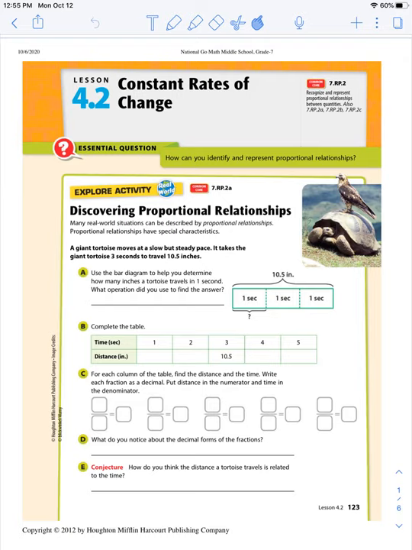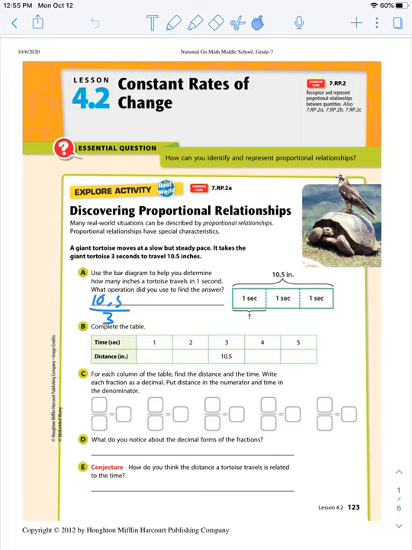All right, let's look at the first example. A giant tortoise moves at a slow but steady pace. It takes the giant tortoise 3 seconds to travel 10.5 inches. First, let's set up a ratio or a proportion to represent this. So he travels 10.5 inches in 3 seconds. All right, we're going to use this bar diagram and the proportion that we made to find out how much he'll travel in 1 second.